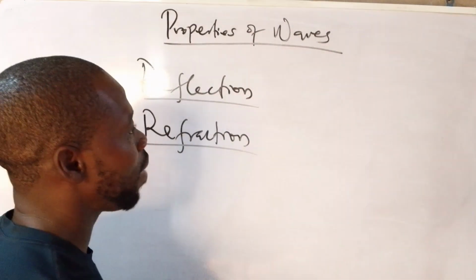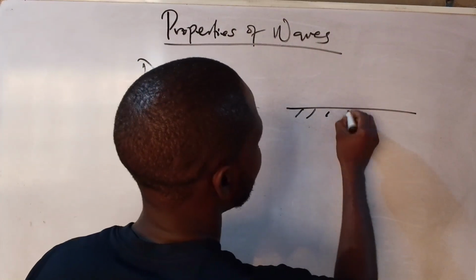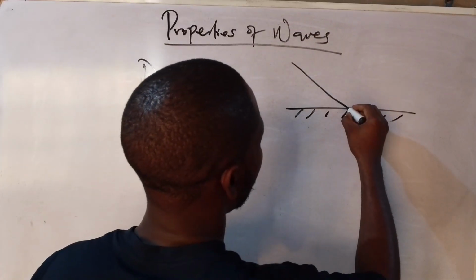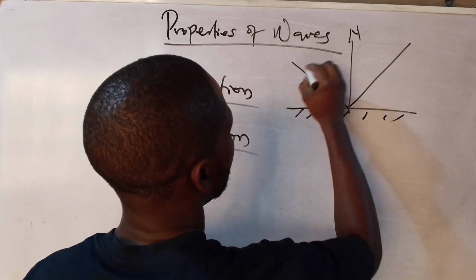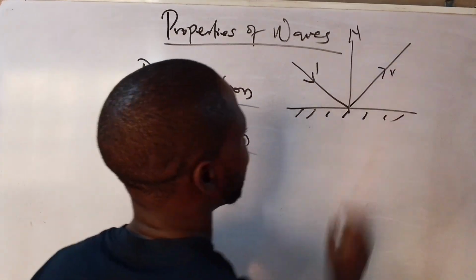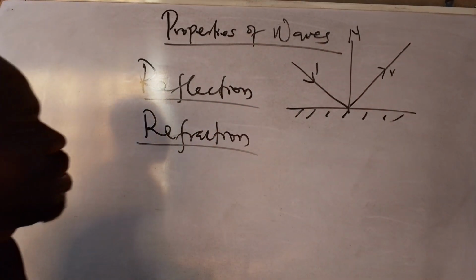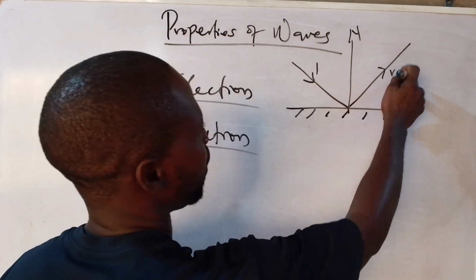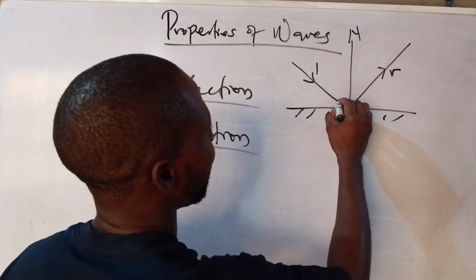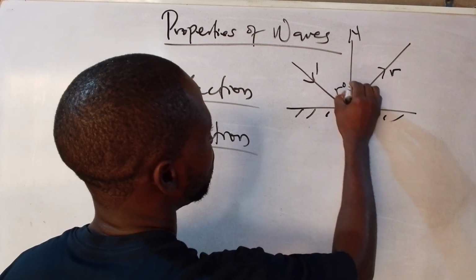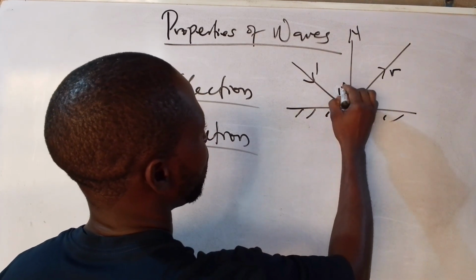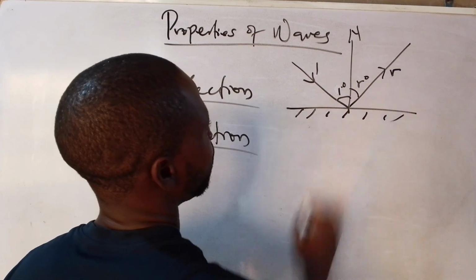By virtue of diagram, reflection looks like this. This is a surface. The wave hits and goes back. This is called the normal. This is the incident ray. This is the reflected ray, for light. Incident ray, reflected ray, R. And this is the angle of incidence, I, and the angle of reflection, R.